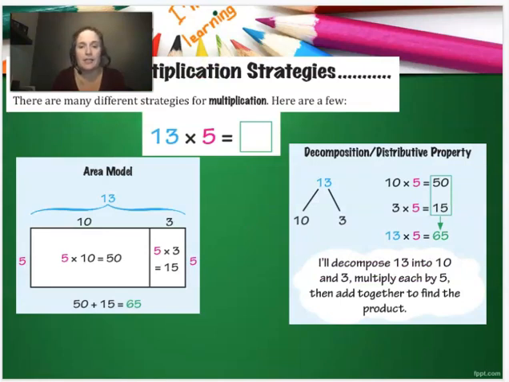Here's another example. This is from that same book that we talked about last week. So take a look at that. Make sure you can see that decomposition is related to the distributive property, and we can show it in an area model. Notice that we have both of these same things here. So we have 5 times 10 equals 50. Here's our 10 times 5 equals 50. And our 5 times 3 equals 15. Here's our 3 times 5 equals 15.